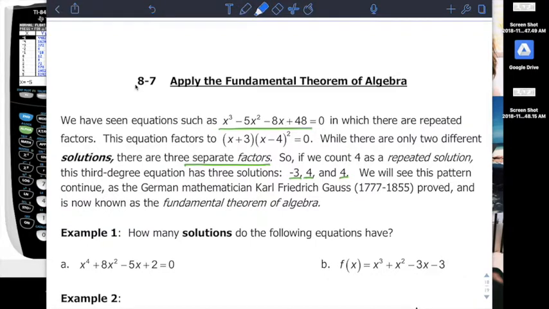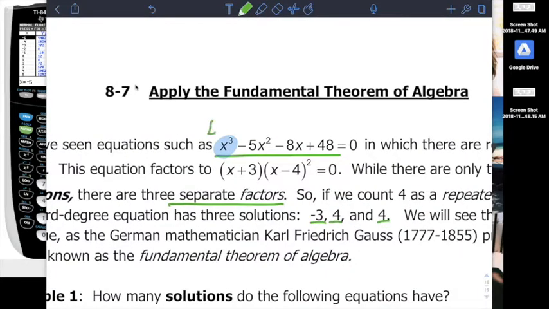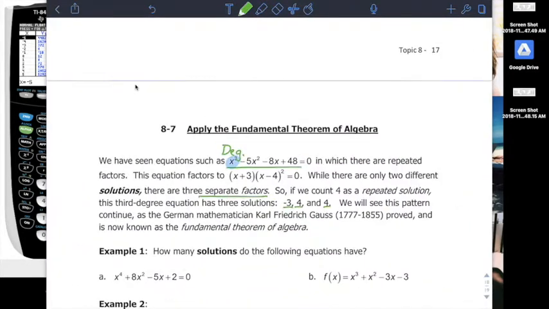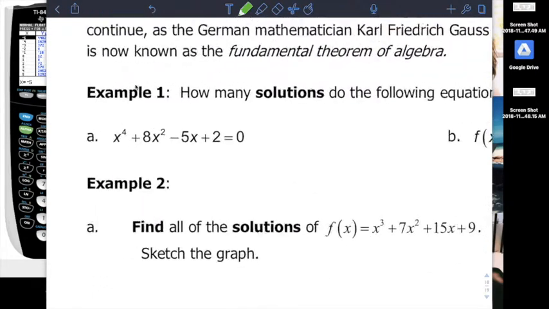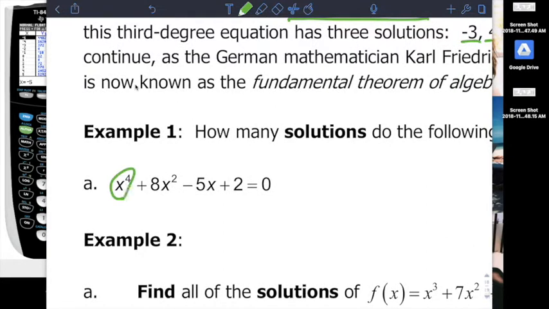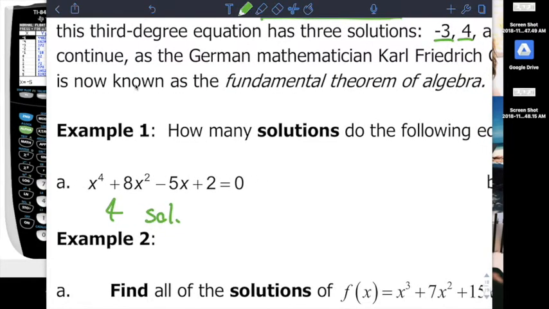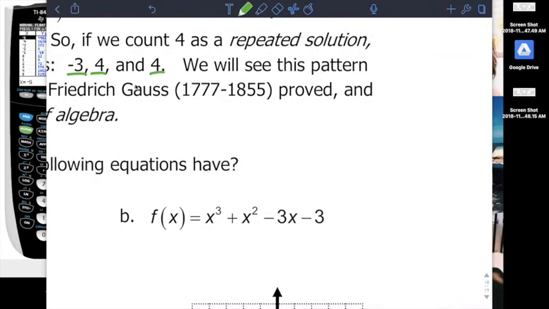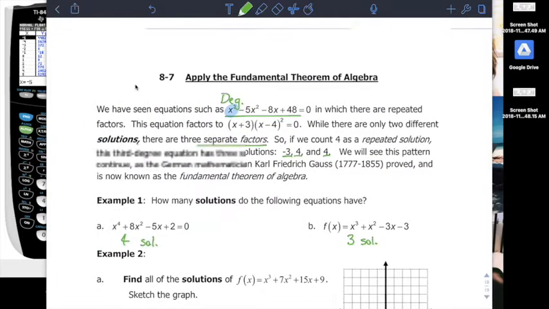So what am I trying to say here? The power, or the degree, of your highest term right here should always match the number of solutions that you're going to have. So for these examples, this has x to the fourth, so this is going to have 4 solutions. All right, some might be real, some might be imaginary, but it's going to have 4 solutions. If you have an x cubed here, this is going to have 3 solutions. Once again, some might be real, some might not be real, some of them might be repeated solutions.